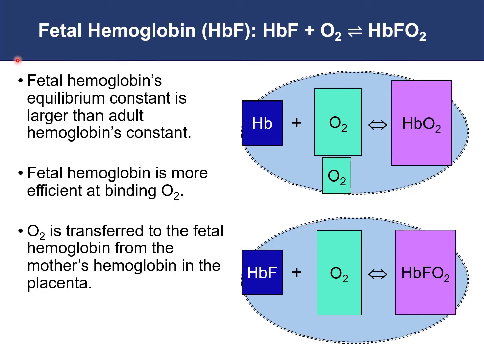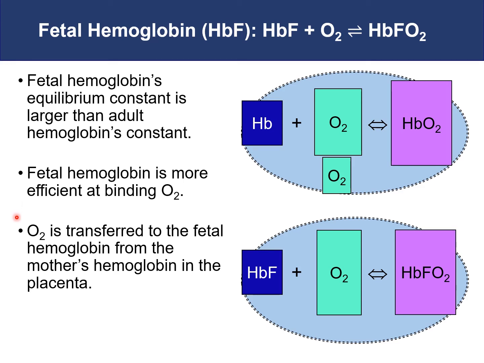Another interesting example is fetal hemoglobin, which we will represent with HbF. The F means fetal, and then the Hb retains the hemoglobin like we were using before. So fetal hemoglobin's equilibrium constant is actually larger than that for an adult. Fetal hemoglobin is more efficient at binding oxygen, O2, meaning that the concentration of oxygen-bound hemoglobin for a fetus would be higher than that for an adult.